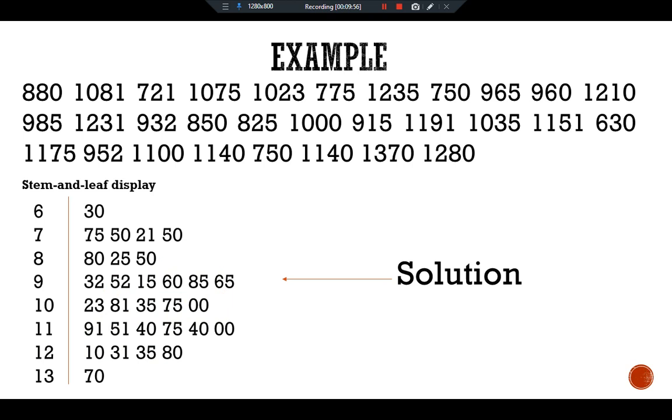Sometimes a data set may contain too many stems and leaves, where each stem contains only a few leaves. In such cases we can make the stem and leaf display by grouping the stems of different classes or different numbers as well. So let's see another example for this purpose.